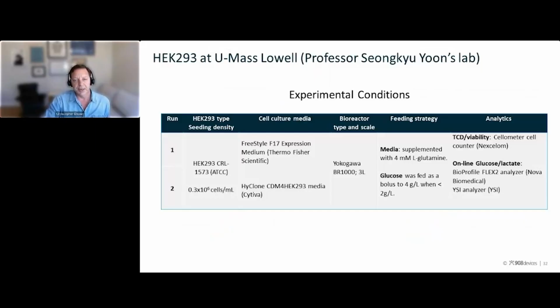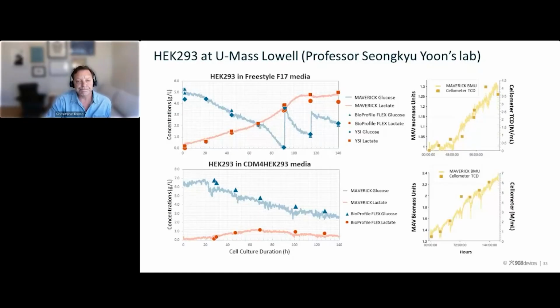We also did a HEK, which is very interesting, at UMass Lowell, as noted, and the experimental conditions are here. The net is we were using 3-liter bioreactor vessels here, and a couple of different cell culture media types that we were running. So we did have glucose and lactate on the Flex. In some cases, we also had YSI available, and total cell density and viability were collected with a cell count.